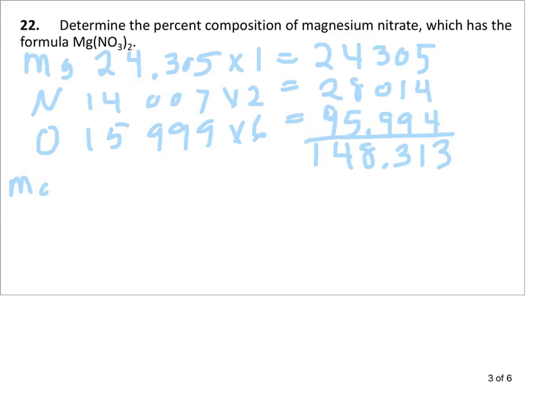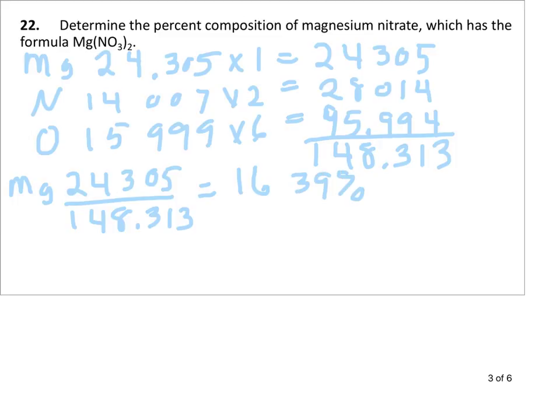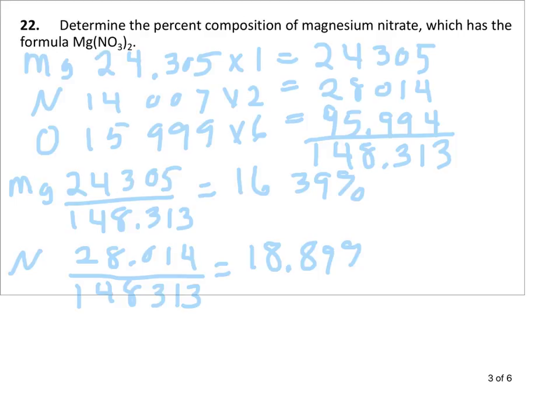So for magnesium, we have 24.305 divided by 148.313. Divide that and move our decimal a couple spots. I'm not going to write down everything here, but we get 16.39%. If it helps you to write the 0 point, helps you prevent mistakes, make sure you write that down. Nitrogen, we've got 28.014 divided by 148.313. So divide, multiply by 100 if you want to. That'll get your decimal over twice. We get 18.89%.